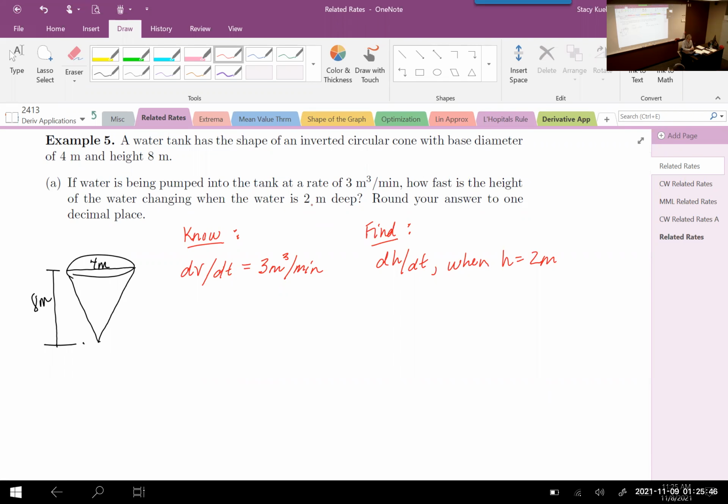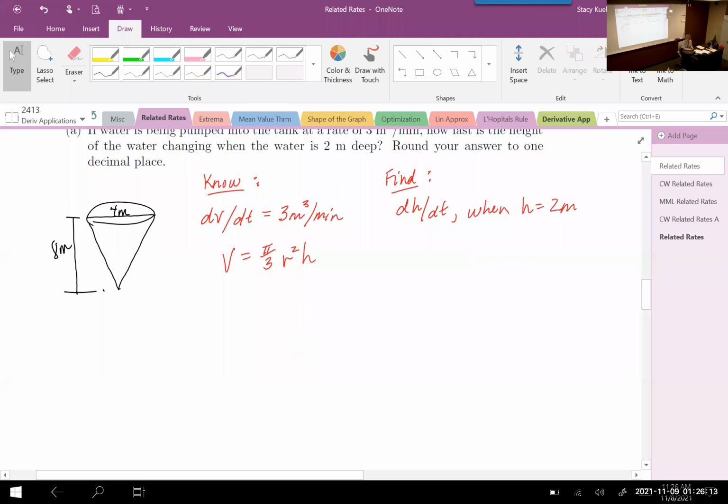Okay, all right. We know the derivative of the volume. So we saw above that the formula for volume is pi over 3, actually it's 4/3, no, it's not, excuse me, 1/3 pi r squared h. That's the volume for a cone.